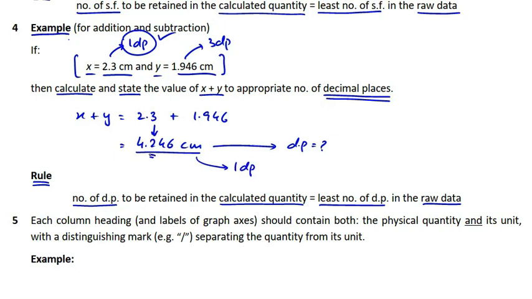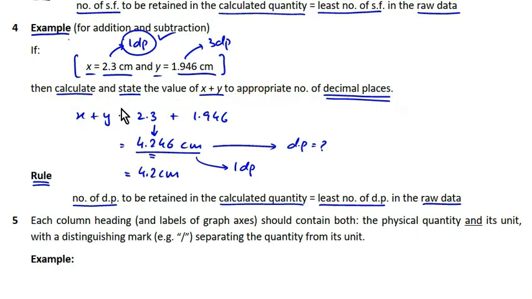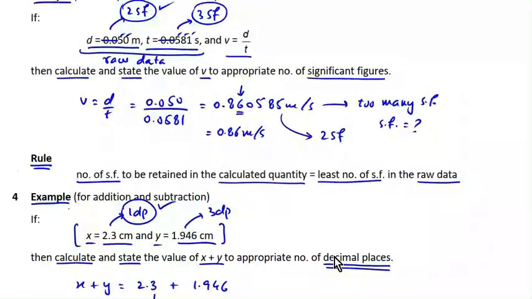Now rounding off the value of x plus y to this digit gives 4.2 centimeters. See students, this is how we round off the calculated value of a quantity to appropriate number of decimal places if the value is obtained by addition or subtraction, right? Students, before we move any further, I want you to understand and remember the difference between the last two rules that we have just learned.